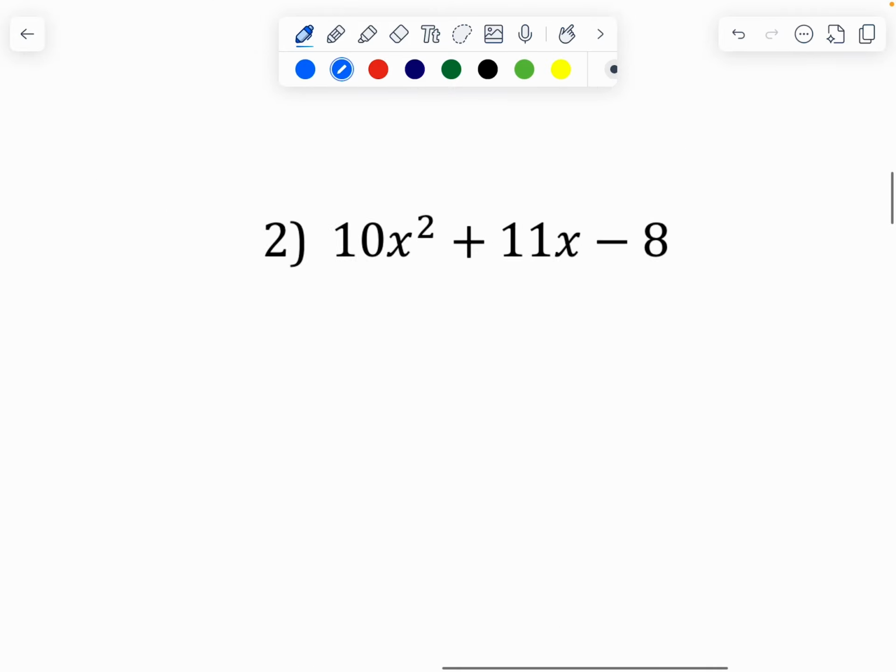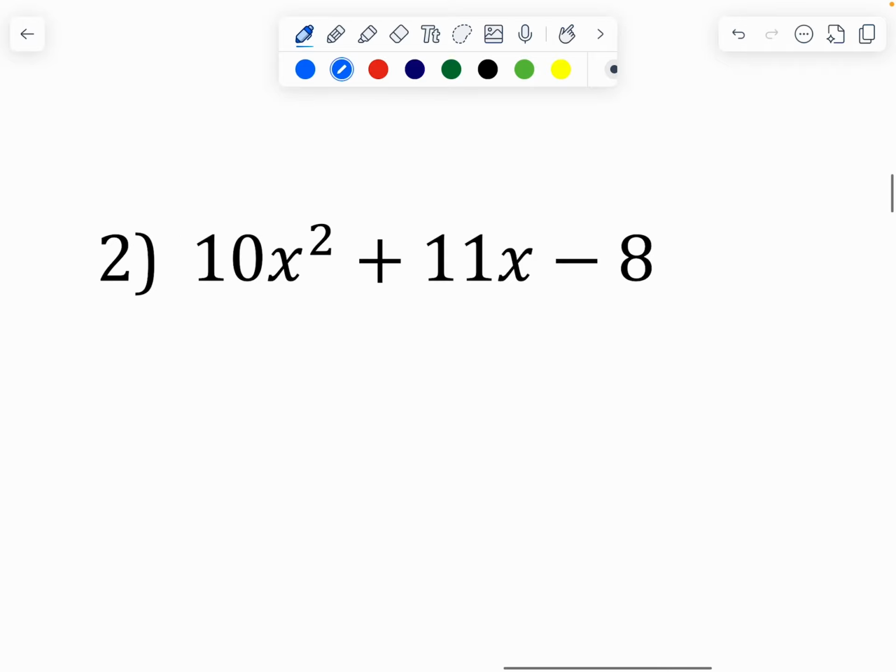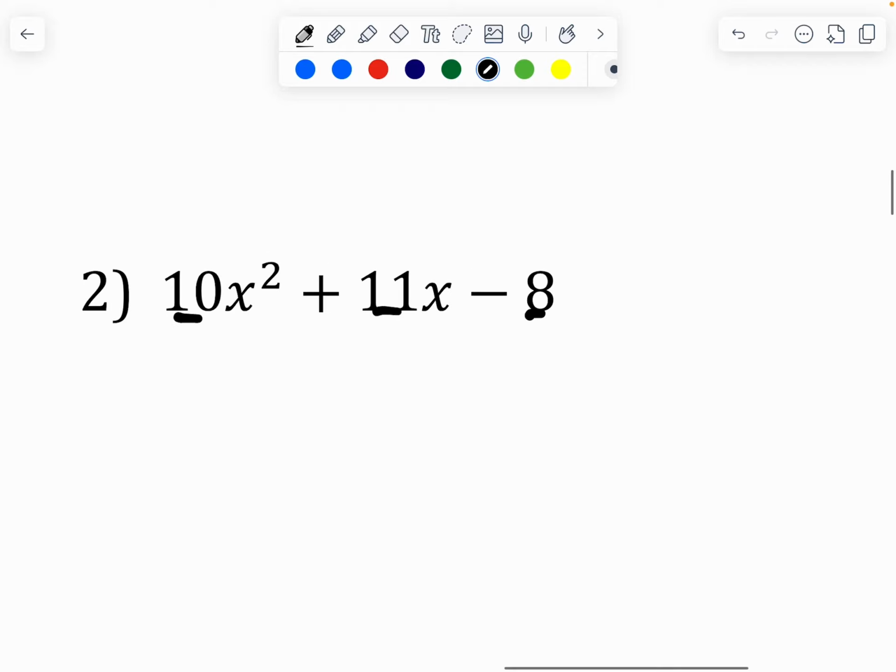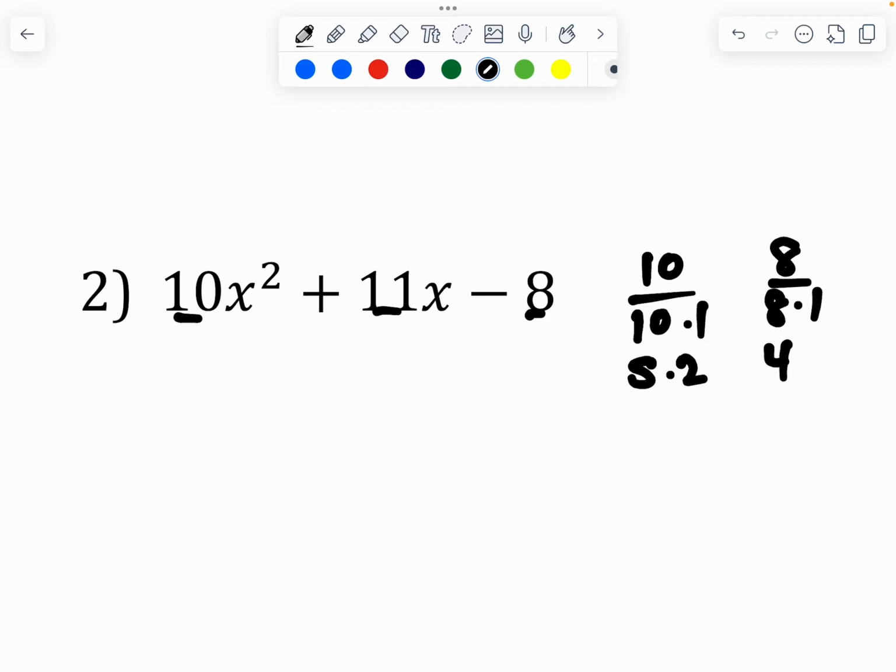All right, number 2. Is there a GCF that we can take out of 10, 11, and 8? Nope, because 11 is not an even number, and there's nothing that factors out of it with the rest. So now I have to factor that one separately. I need all the factors of 10, all the factors of 8. So I have 10 and 1, 5 and 2, 8 and 1, 4 and 2. So I need to check each of those to see which ones are going to work.